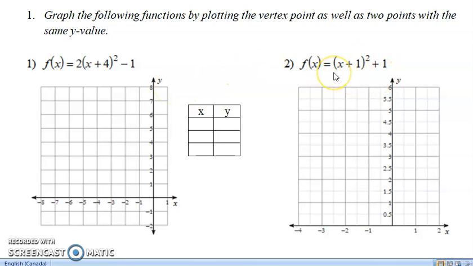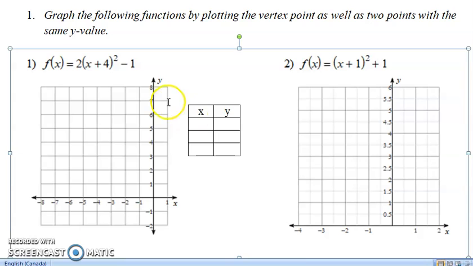In a case like this, my a value, which is the coefficient in front, is 1. My h is -1, and my k is +1. My hk, the vertex of the parabola, is at -1, +1. So being able to identify the vertex is important because the vertex is a point on the graph.